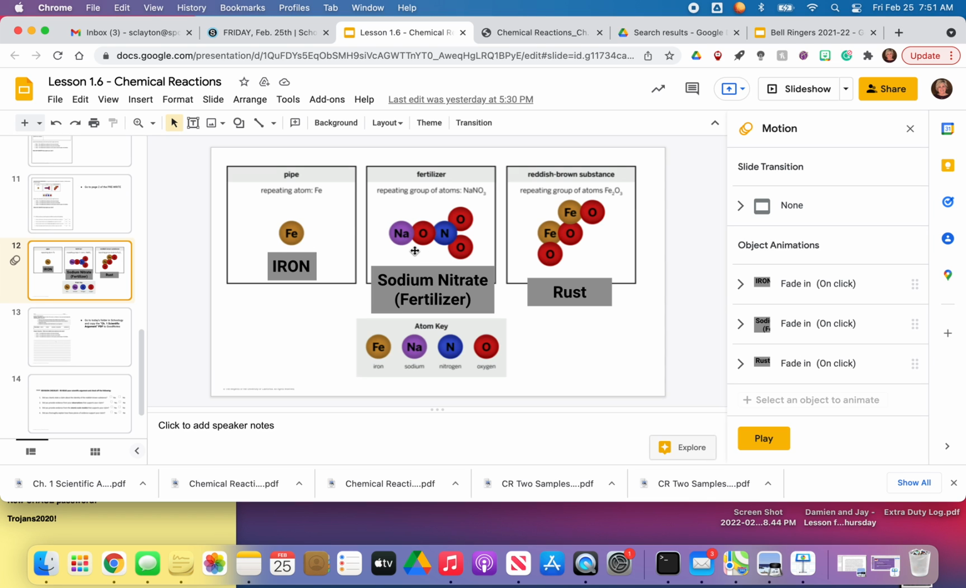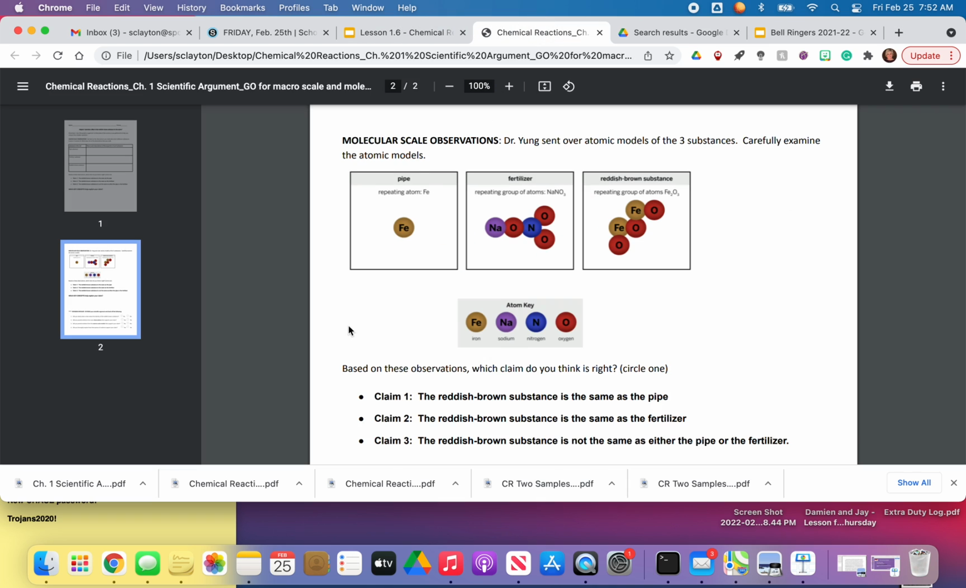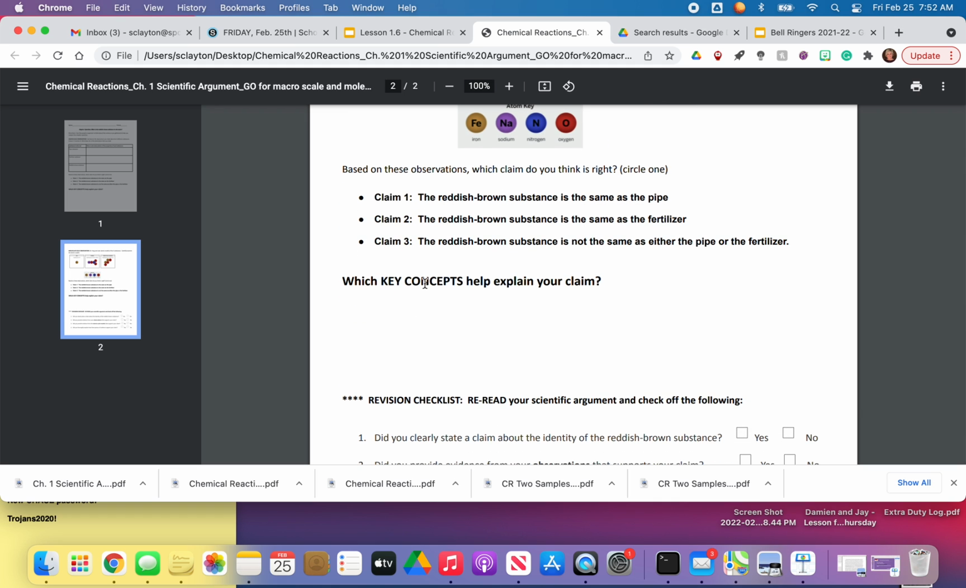Is it the same as the fertilizer? It's not, because it does have oxygen, but it doesn't have sodium and it doesn't have nitrogen. And so then we are left with the three claims here, and based on those observations, we know that the reddish-brown substance is not the same as either the pipe or the fertilizer. Again, no big surprise, but now we've got some key concepts, like the ones number 3 and number 4 that we just talked about, that help explain why it's claim number 3 from a molecular standpoint.